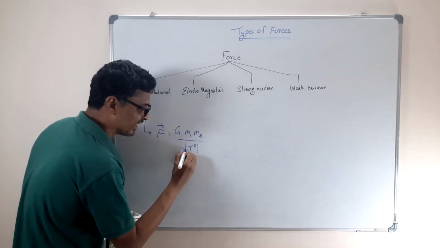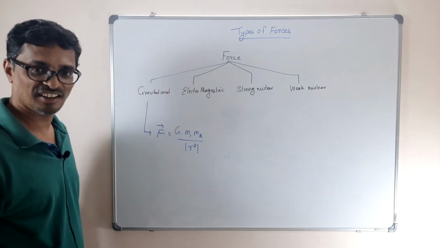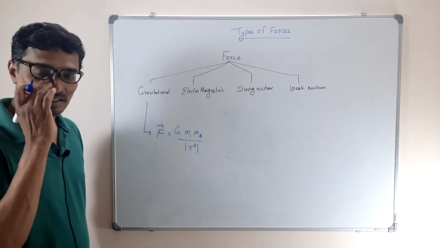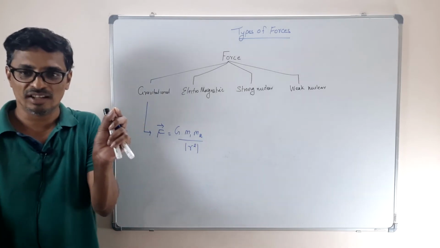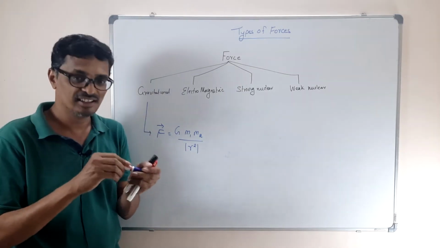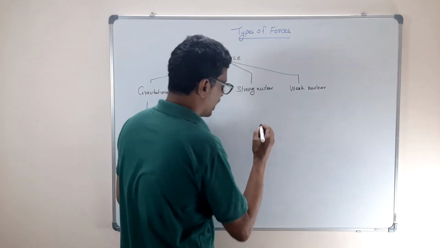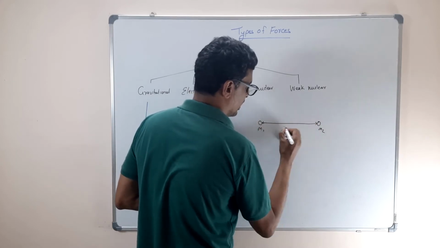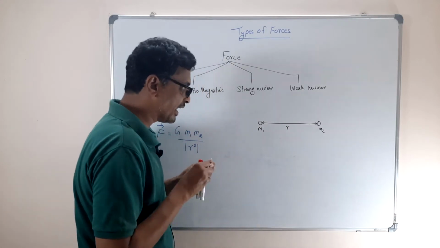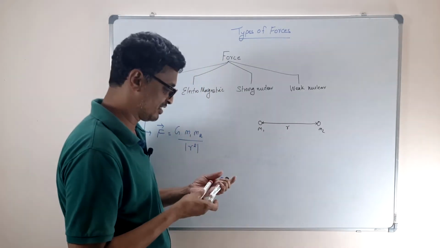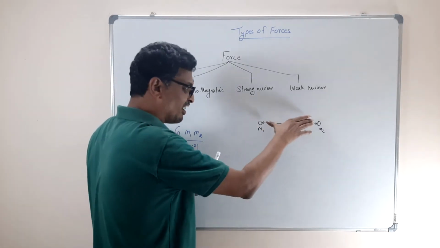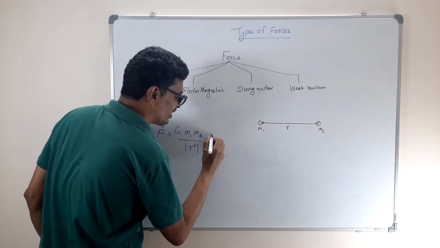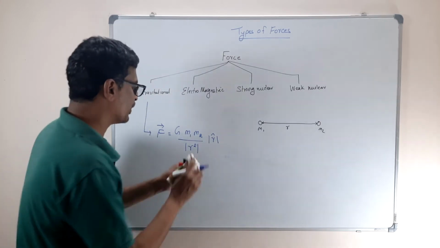Now R square is basically a scalar, you take a mod of it. The left hand side is a vector, so the right hand side also has to be a vector. G is a constant, of course, not a vector. So tell me where the force will act. Take two bodies. What is R? R is the distance between the bodies. So you have two bodies, M1 and M2, separated by a distance R. Can you tell me where the direction of the force will be? It's along R. Am I right? So it's along R. So this will be a unit vector along the direction of R.